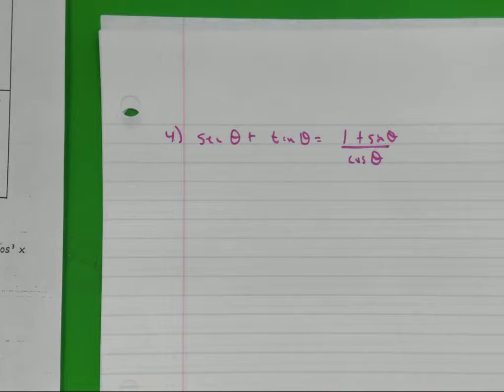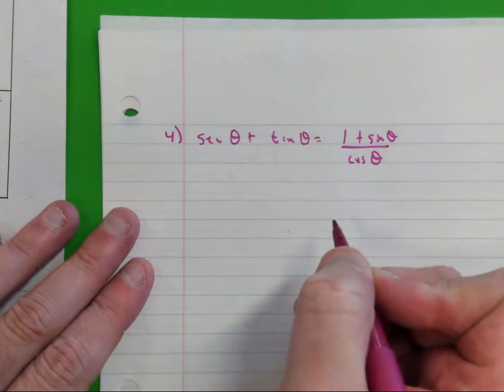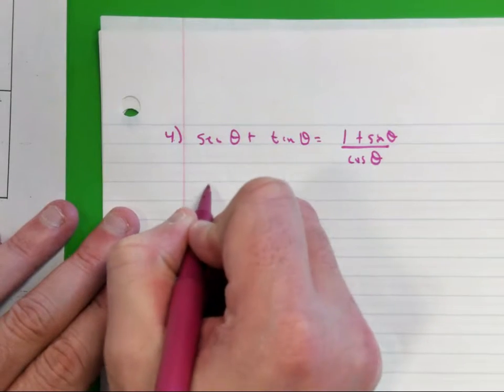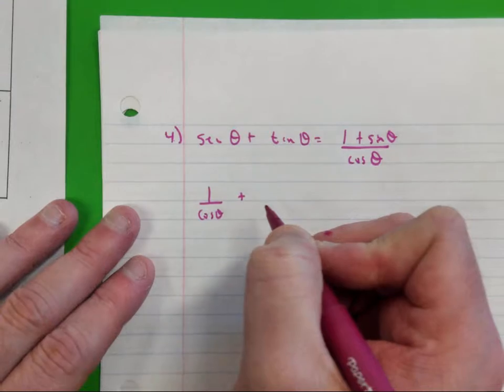If you make it a common denominator, then it's 1 over cosine theta plus. Okay, are you still talking about the left side? That's what we're about to do. Hold on just a second. Alright. Secant theta. How can I rewrite secant, Alan? 1 over cosine theta. Very good. Ivy, how can I write tangent of theta?